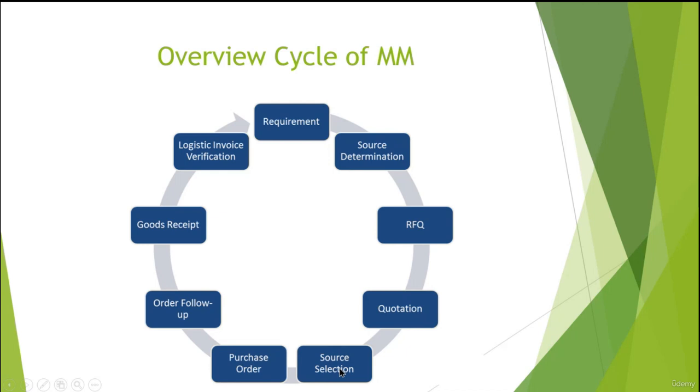Then source selection. Once the quotation is maintained, SAP will give the best quotation, and based on that quotation, we are going to create the purchase order. Then once we create the purchase order, we need to follow up with the supplier. Once we receive the material, we will confirm it by using goods receipt. Then finally, the invoice we will receive at the same time when we are performing the goods receipt, so we will verify that one. So this is the normal procurement cycle, which we will showcase in SAP.